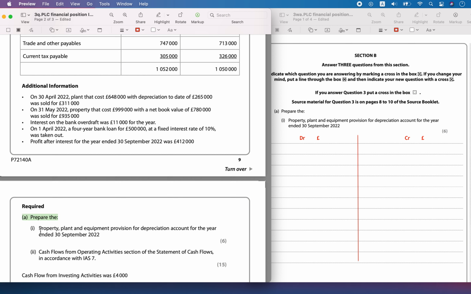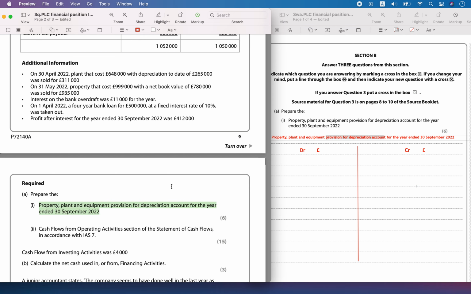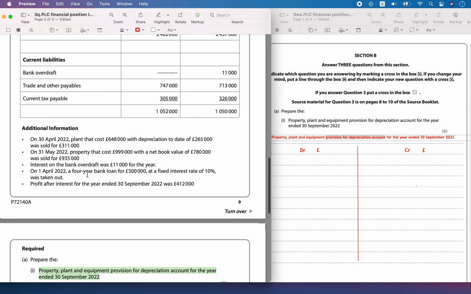Now the first part of the question is to prepare the property, plant and equipment's provision for depreciation account. So let's prepare it.